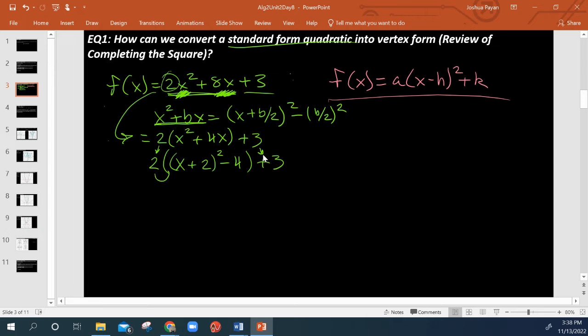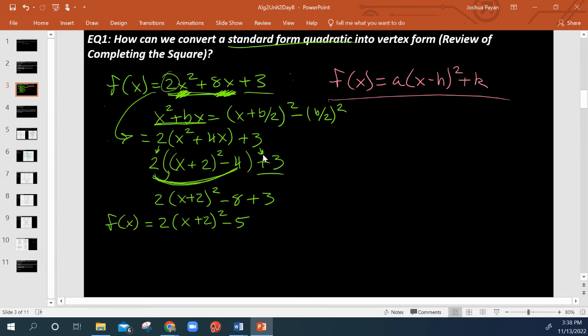What I need to do next is redistribute what I factored out back into these parentheses. Okay, so this is going to become 2 times x plus 2 all squared. And then, of course, 2 times negative 4, well, that's going to give me a minus 8. And then I still have this plus 3 sitting here. And 2 times x plus 2 all squared minus 5 after I combine like terms. So this is what I've got.